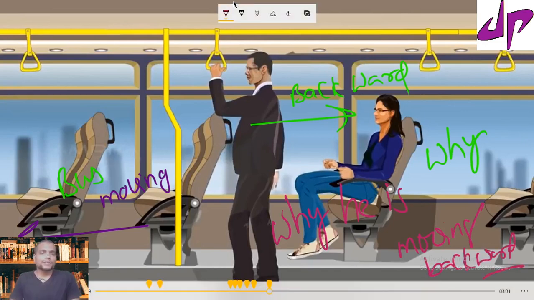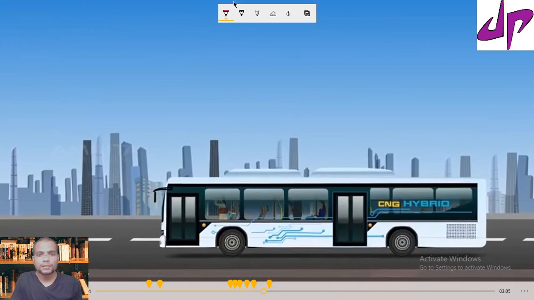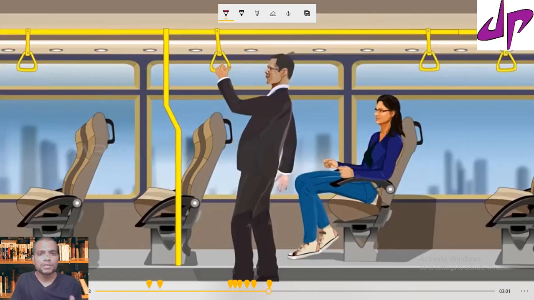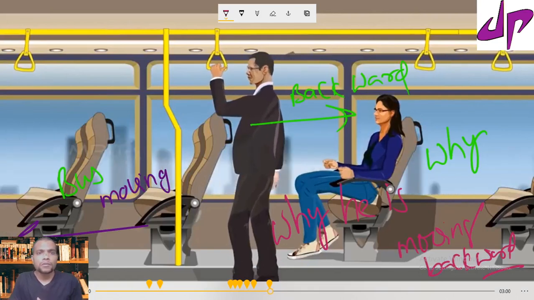Now, initially the bus is at rest. The person who is standing in the bus is also at rest. But when all of a sudden the bus starts to move, we tend to move backwards.